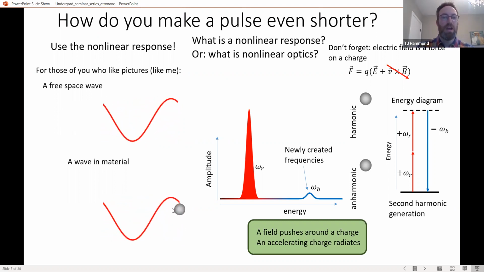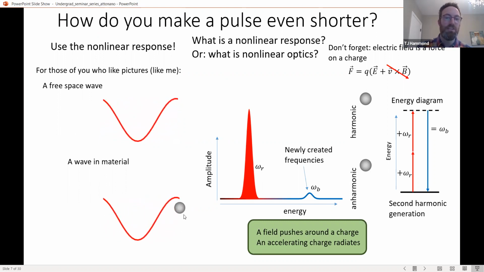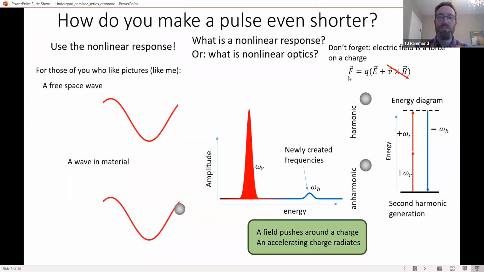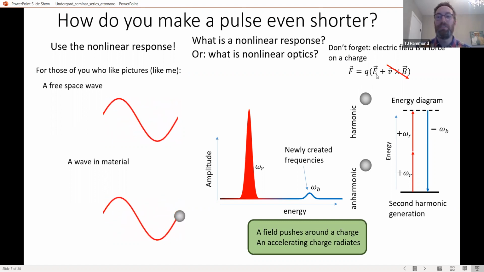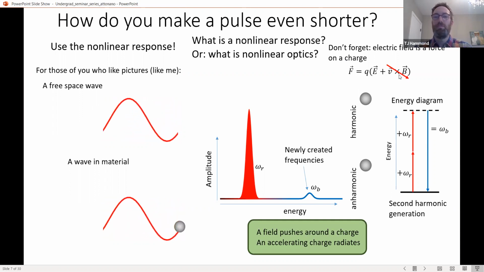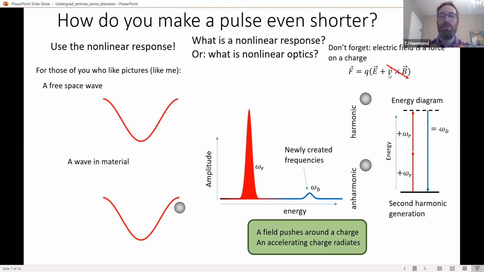But if you have a wave hitting material, then that material, of course, is going to be made up of charged particles. And don't forget, an electromagnetic wave is going to be a force, the force given by the electric field times the charge that it's hitting. There's also going to be, of course, in the Lorentz force, the velocity of the particle times the cross product of the magnetic field.